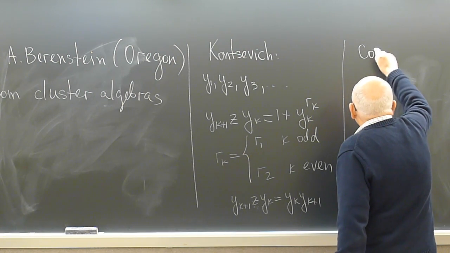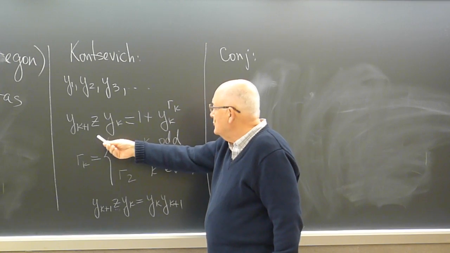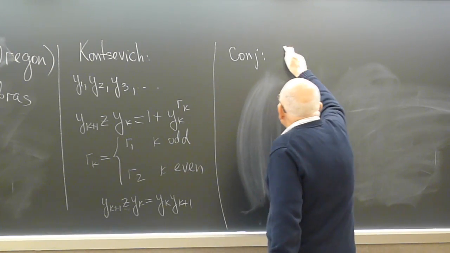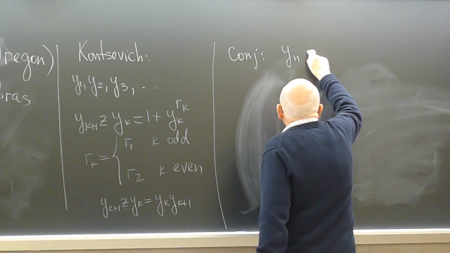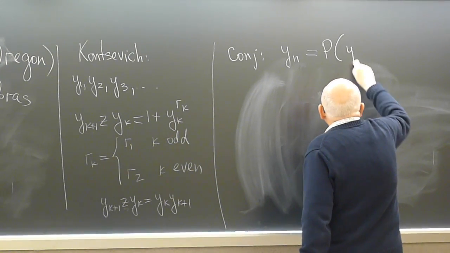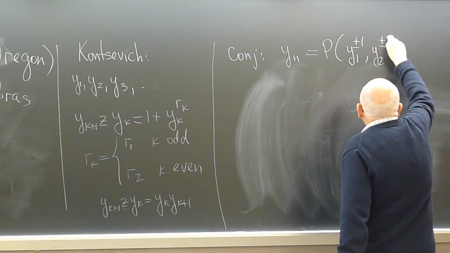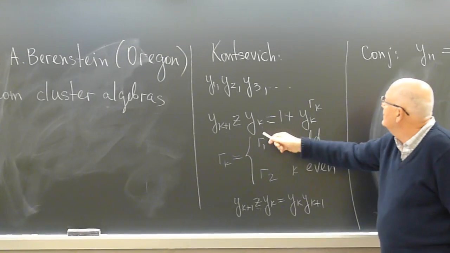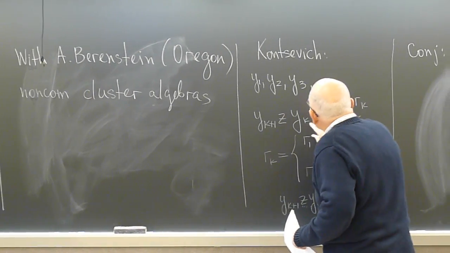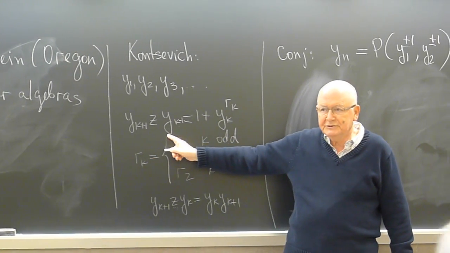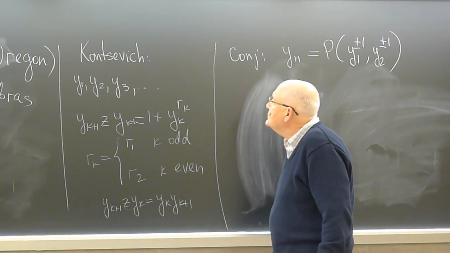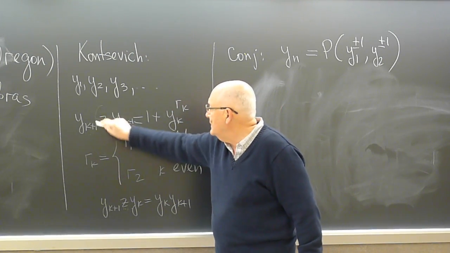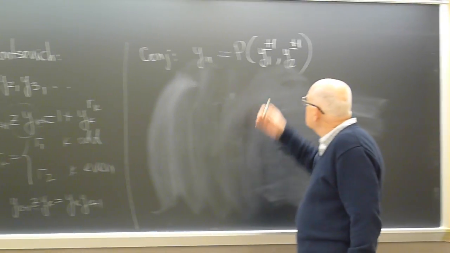So the conjecture was: you may start with y1, y2, then you can define y3 using this, and so on. Each y_n can be written as a Laurent polynomial in y1 and y2. So for example, you have y1 and y2, then you can get y3 as a Laurent polynomial, because you can divide by this stuff, and so on and so on. The conjecture was that this will be a polynomial.